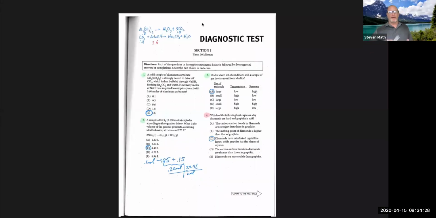Hey kids, Smath here. Going to give you a little walkthrough on the Diagnostic Test I. Now, I realize some of this was very challenging material.